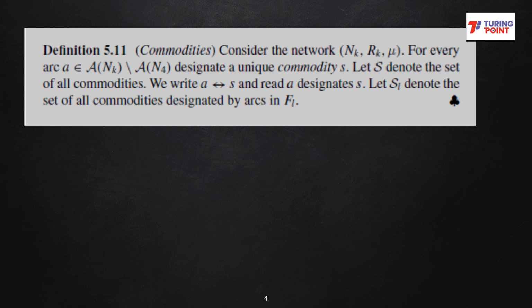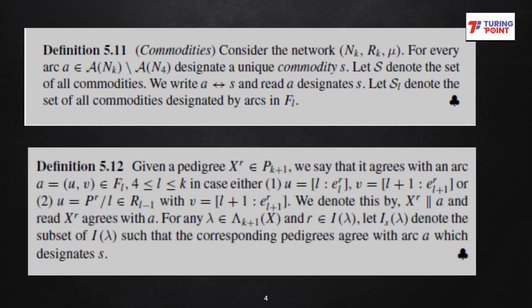Next, we define what we mean by a pedigree agreeing with an arc in FL. The arc is connecting an origin in FL to a destination in FL. Either X, R, given L, is a rigid pedigree ending in node U, or X, R, given L, has E, L, an edge chosen at the L-3rd stage, and at the L-2nd stage edge, E, L plus 1 is chosen. That is, the pedigree path for X, R, shares arc, A, prime in F, L.